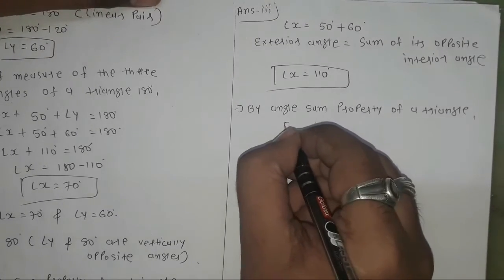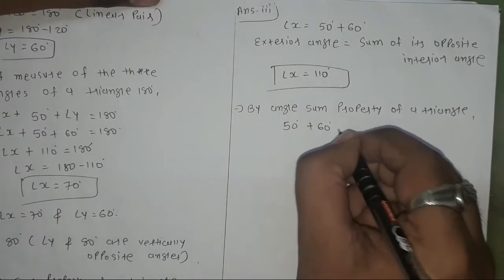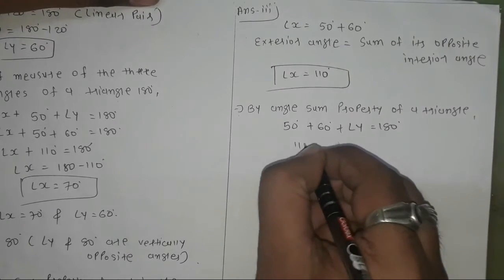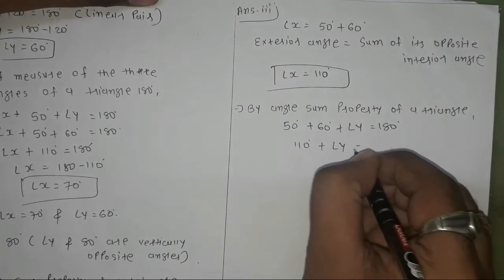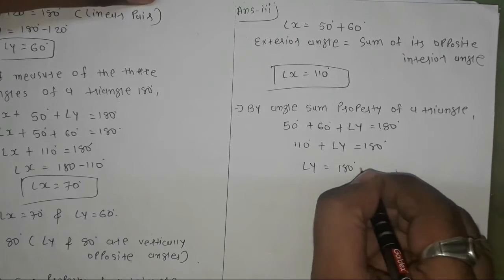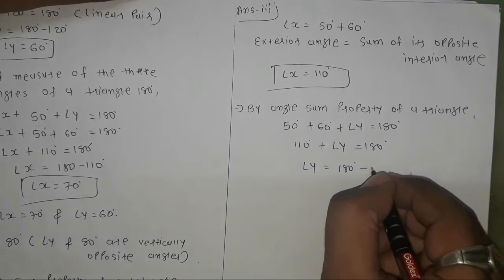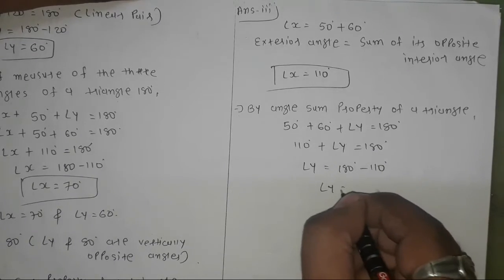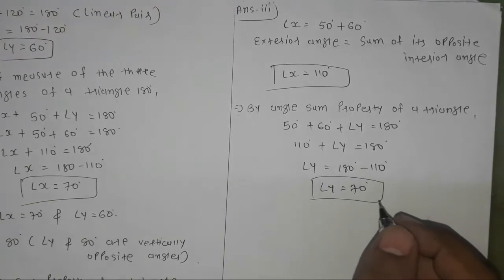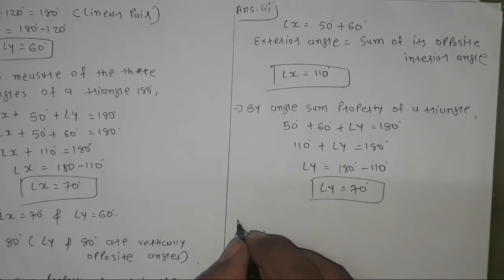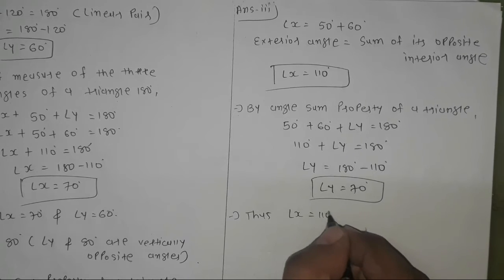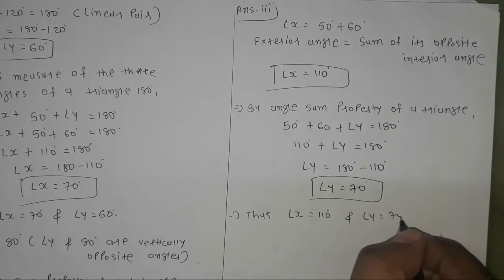So 50 degree plus 60 degree plus angle y is equal to 180 degree. Now 50 plus 60, 110 plus angle y is equal to 180 degree. Now angle y is equal to 180 degree minus positive 110 is here. If I will change its side, it will become negative. So angle y is equal to 180 minus 110, I will get 70 degree. So measure of angle y is 70 degree. And at last, here I may write thus angle x is equal to 110 degree and angle y is equal to 70 degree.